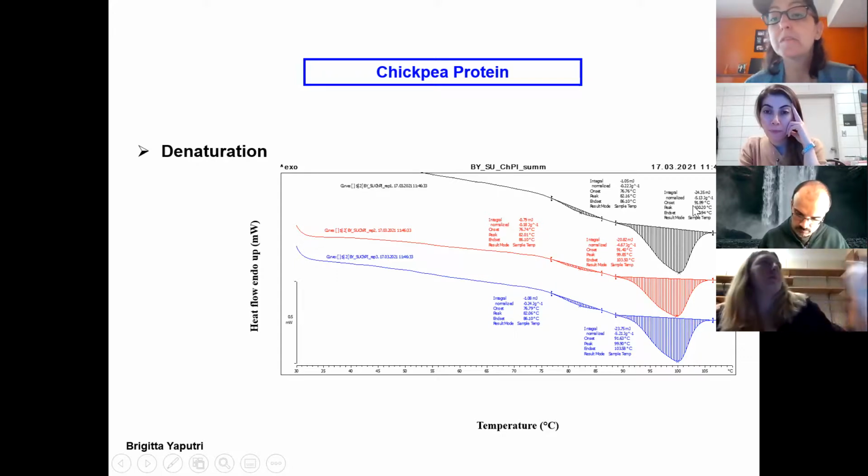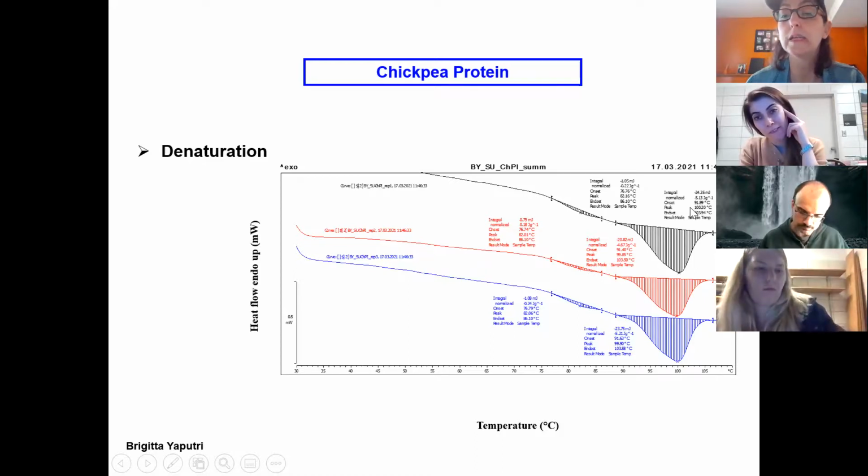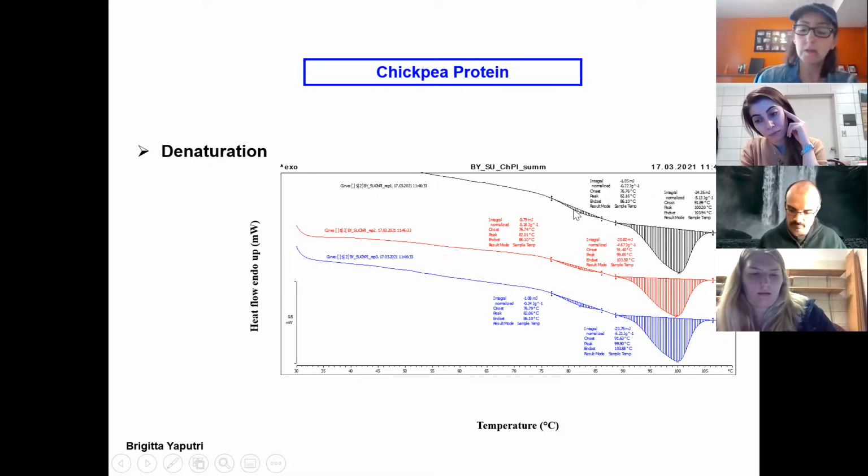Similar to soy, but a little higher than the denaturation in soy, which is 92 to 95, here it is around 100. And then the vicilin is around 82 degrees. But again, the difference is that legumin denatures at a higher temperature than vicilin.